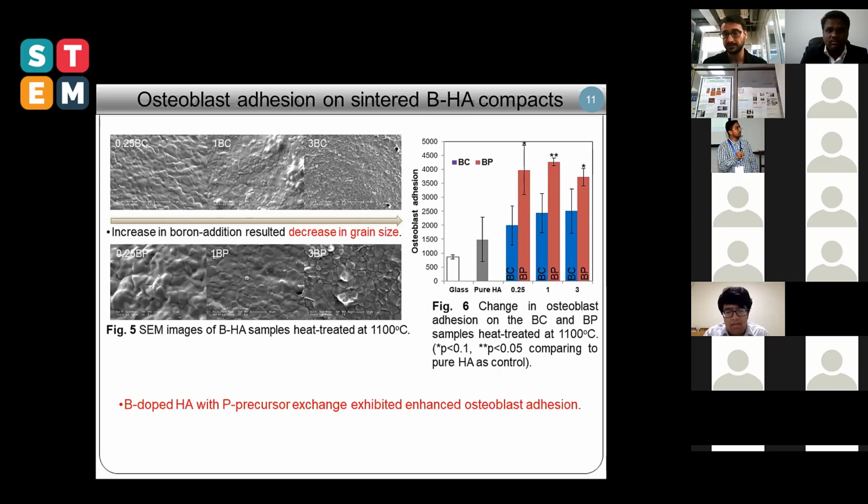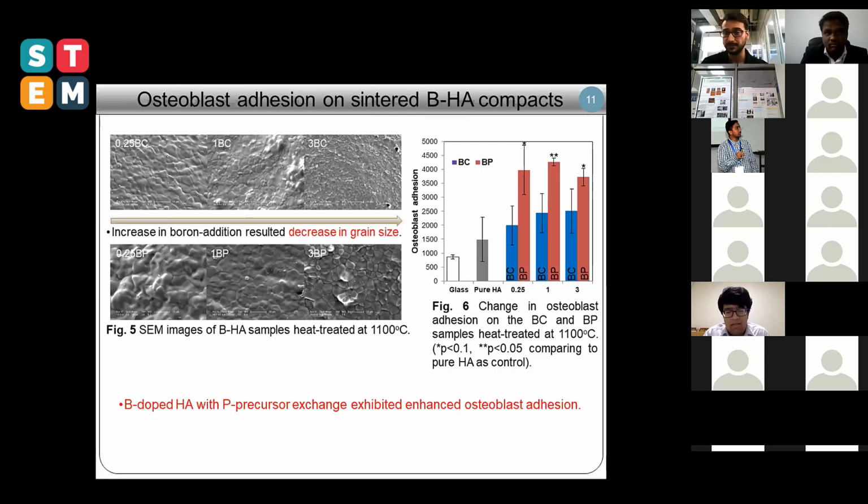We obtain a decrease in the grain size, which is also reported to improve the cell adhesion to the surface. However, if we look at the right side, the osteoblast adhesion in figure 6, we can understand that maybe the BC, which means calcium deficient, tendency increases with the increase in boron content. It might be the release of boron or the decrease in the grain size.